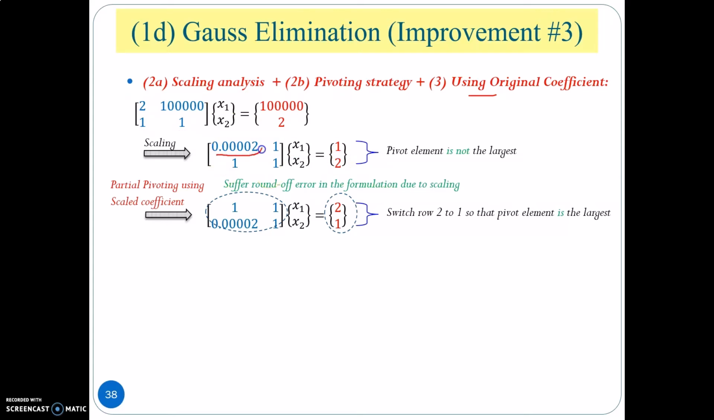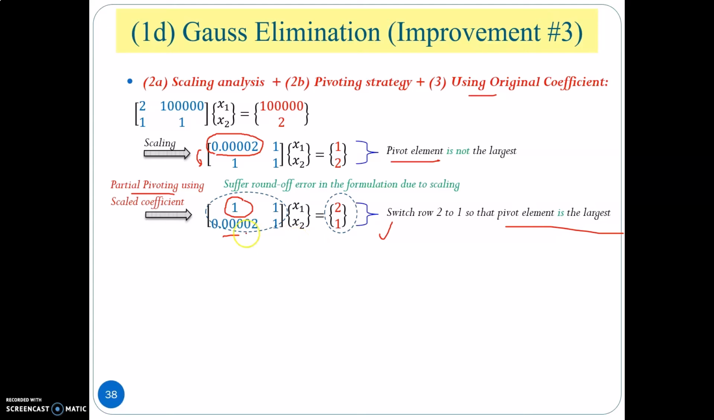Based on this scale coefficient, we know that the largest element must be at the pivot element here. So since the pivot element is very small here, we need to switch it using the partial pivoting. And then after you switch the second row to the first row, we obtain this result. And if you check the pivot element for this new formulation, you found that the pivot element is the largest. Therefore, we can say the partial pivoting is success.